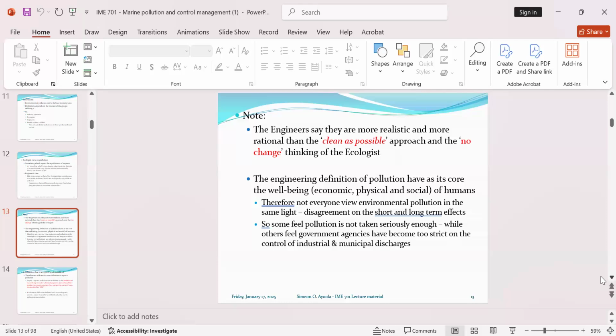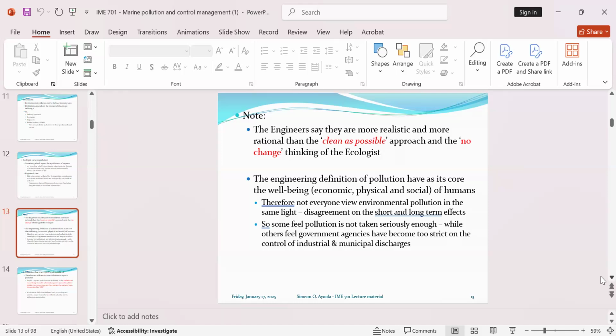Okay? So the engineering definition of pollution has at its core the well-being, that is the economic, physical, or social well-being, of humans. So therefore, not everyone views environmental pollution in the same light. Disagreement on the short and long-term effects may arise because many schools of thought have different ideas about it. So some feel pollution is not taken seriously enough, most especially the ecologists, while others feel government agencies have become too strict on the control of industrial and municipal discharges.